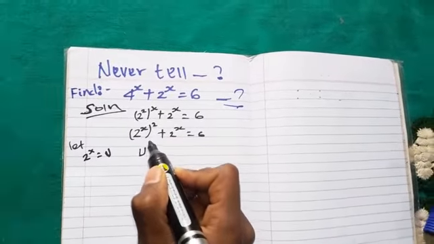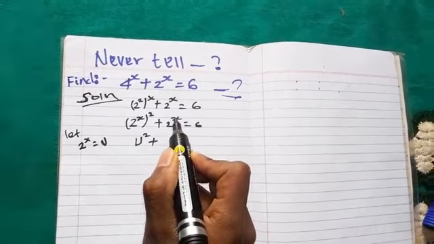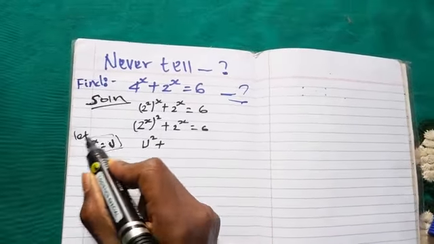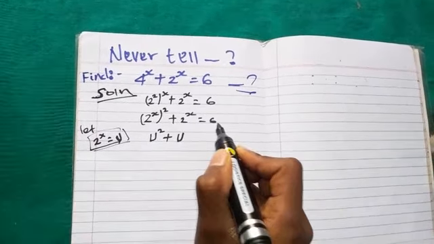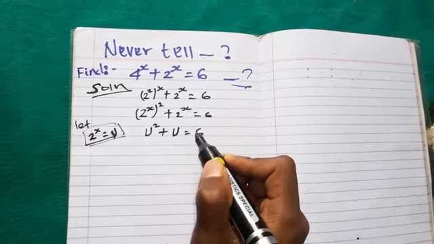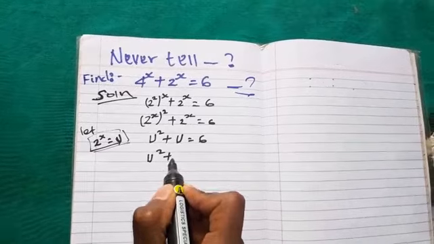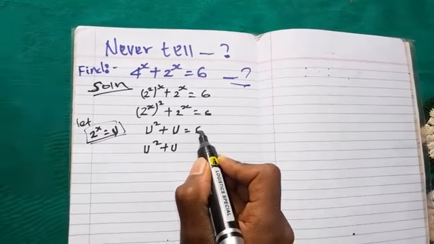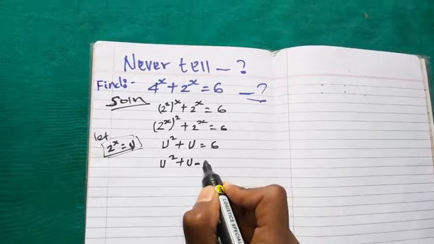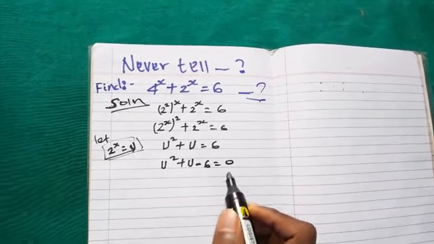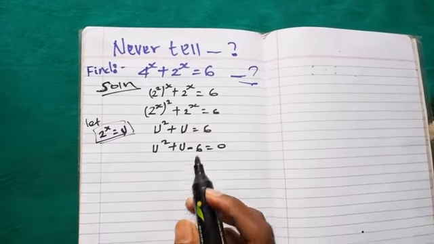Then there is u squared plus 2 to the power of x, which by this rule is u. Then it is equal to 6. After that, u squared plus u minus 6 is equal to 0.